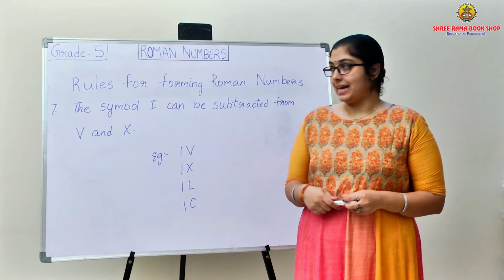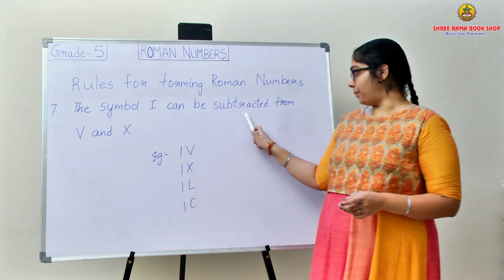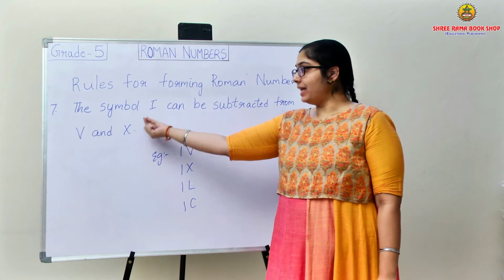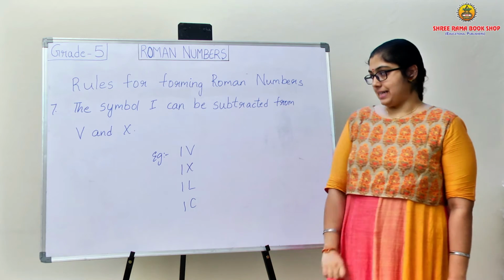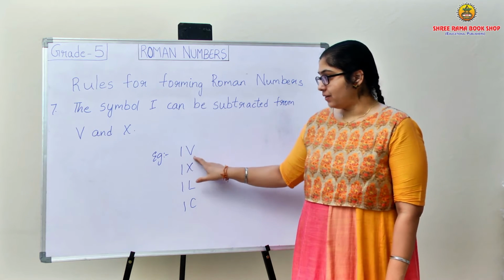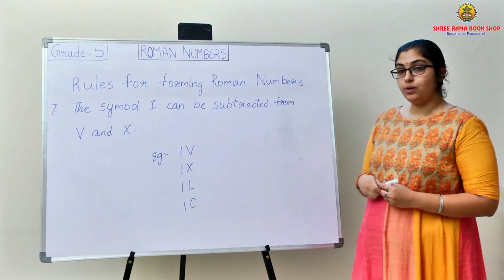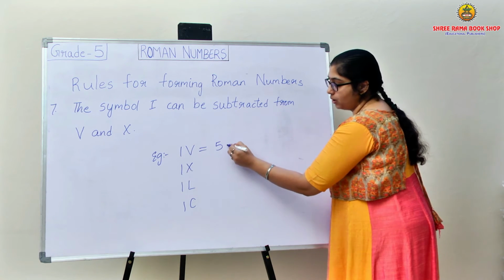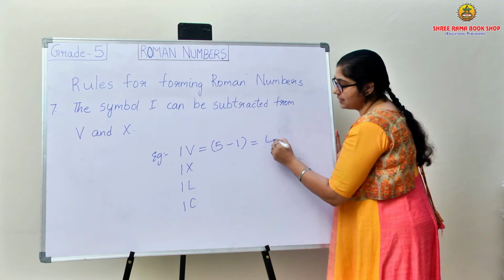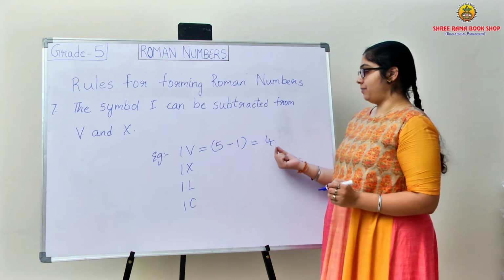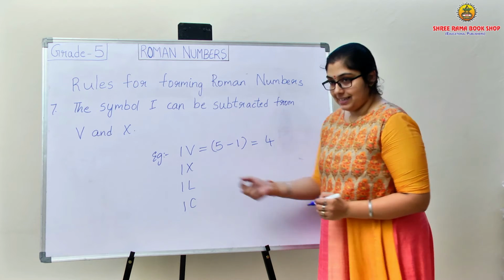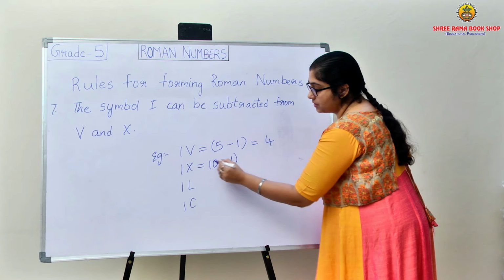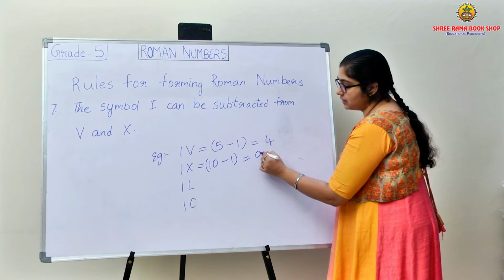Rule number 7 states that the symbol I can be subtracted from V and X. So we can only subtract I from V and X according to rule number 7. For example, I have IV. I already know the value of V as 5. So I need to subtract the value of I, which is 1, from 5. So I get the value 4. So IV is 4. And IX: X is represented by the value 10, minus I, which is 1, gives the answer 9.